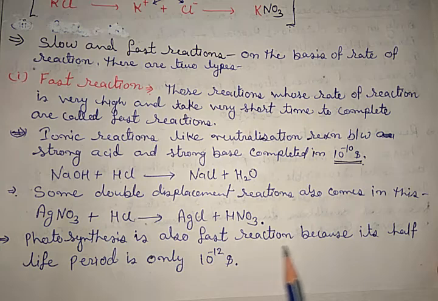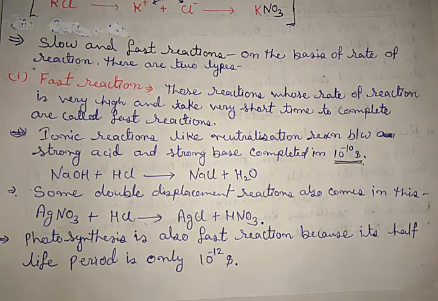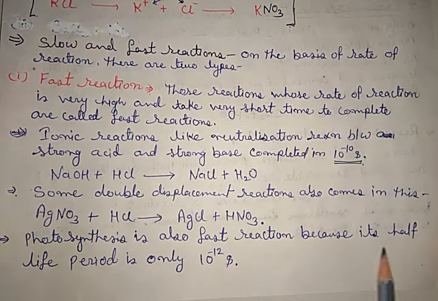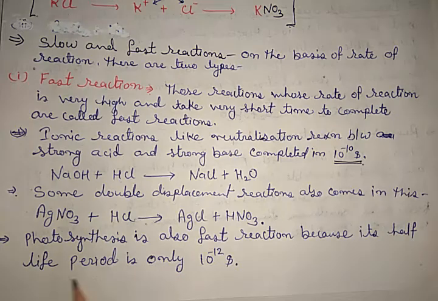Photosynthesis is also a fast reaction. Photosynthesis is a very important reaction in our nature. You know that photosynthesis is the reaction which proceeds in plants to make their food. This is also a fast reaction because its half-life period is only 10 to the power minus 12 second.